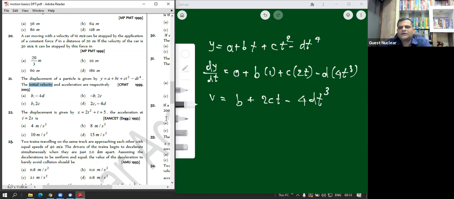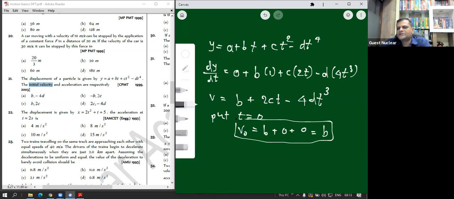Just check here. So in order to find out the initial velocity, we will have to put t equal to 0 here in this equation, so that we get this initial velocity, that is v naught, which is actually going to be b plus 0 plus 0, which is actually going to be b only. So initial velocity is found out to be b meter per second. Okay, and the initial acceleration is also to be found out.